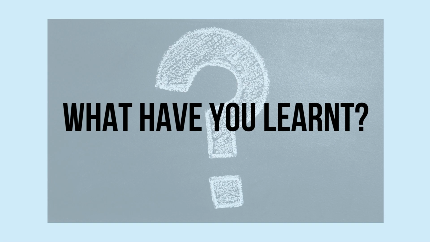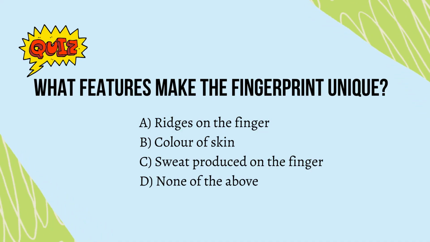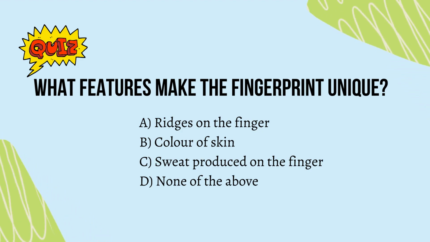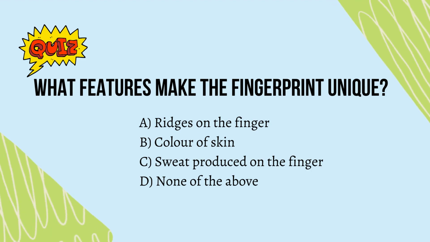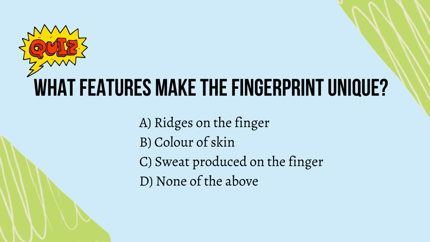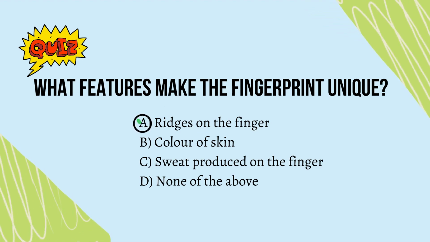So, what have you learnt? What features make the fingerprint unique? A. Ridges on the finger. B. Color of skin. C. Sweat produced on the finger. D. None of the above. The answer is A. Ridges on the finger.